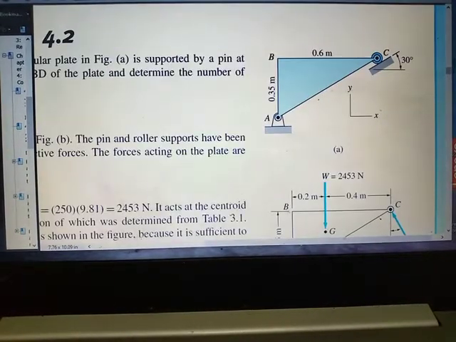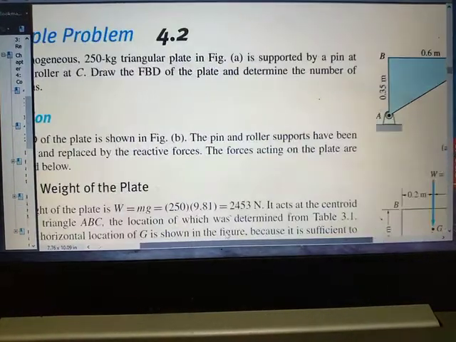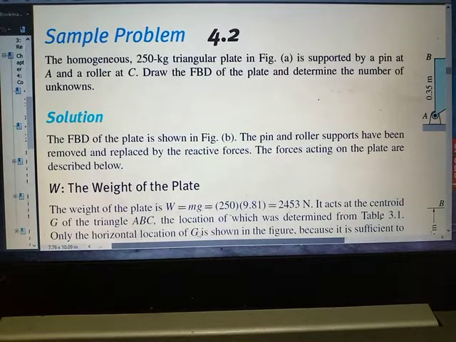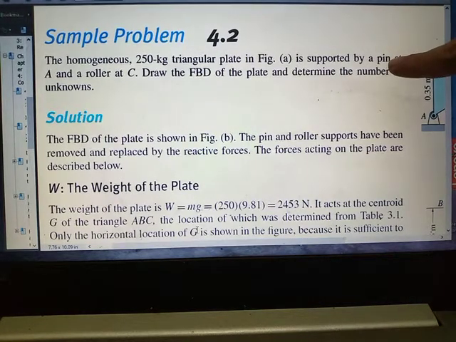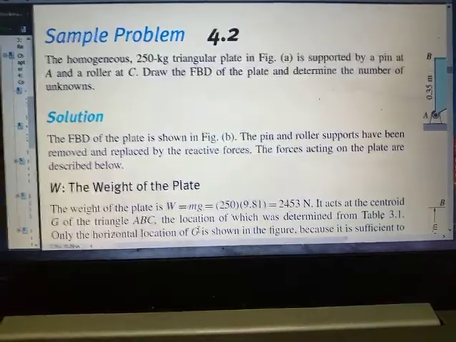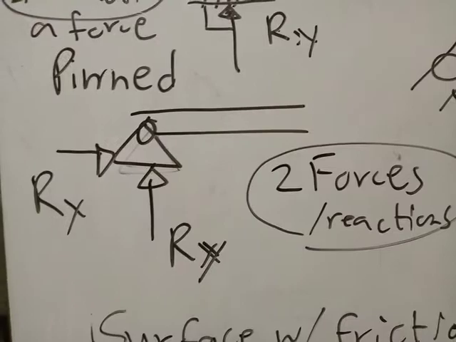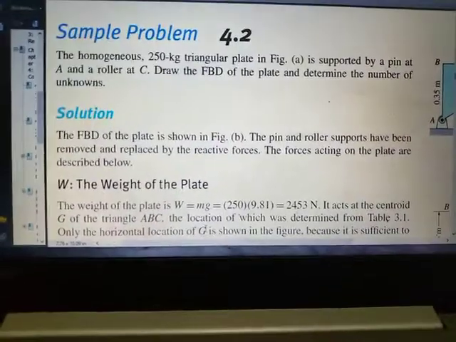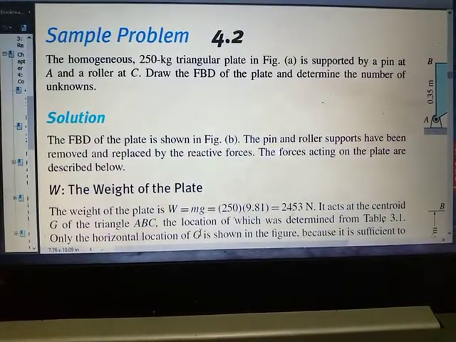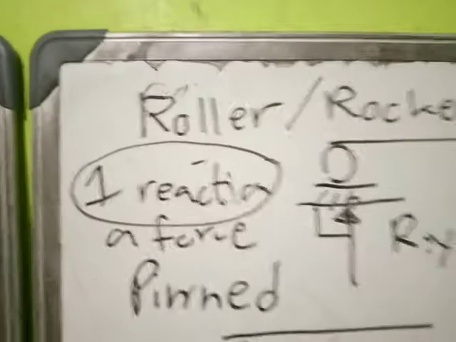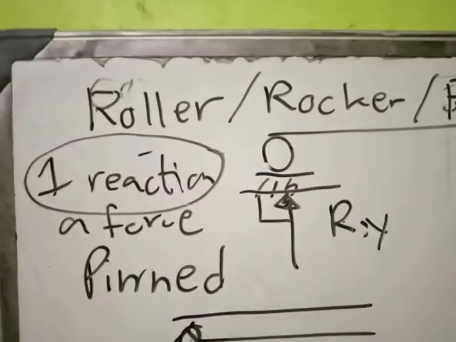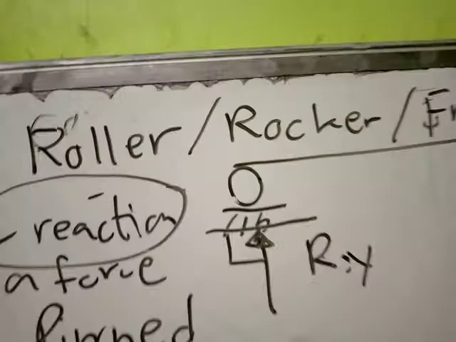And then we have this problem. Okay. So the homogeneous 250 kilogram triangular plate is supported by a pin at A and roller at C. Okay, pag sinabi nating pin, dalawang forces. Okay? So tandaan nyo yan. So kapag pin, dalawang forces. And then, supported by a pin and roller at C. Kapag roller naman, isang reaction lang, which is perpendicular force.